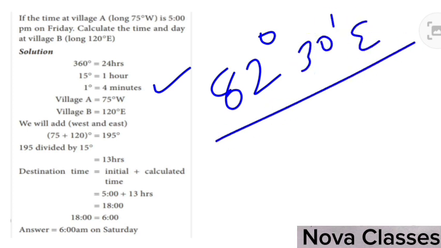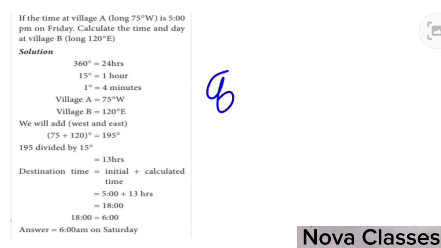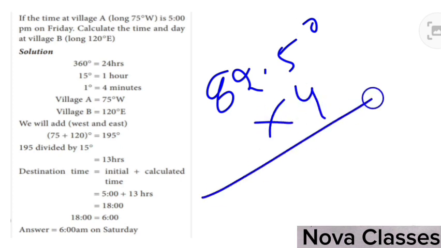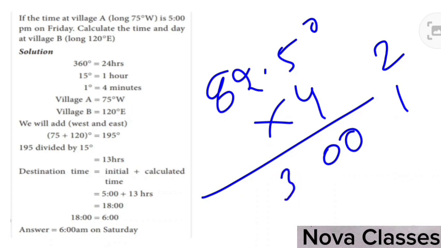Okay, so what can we say? We can say that this is 82.5 degrees. So 1 degree equals how many minutes, beta? 4 minutes. So 4 fives are 20, and 4 twos are 8, 8 plus 2 is 10, 4 eights are 32, and that will become 33.